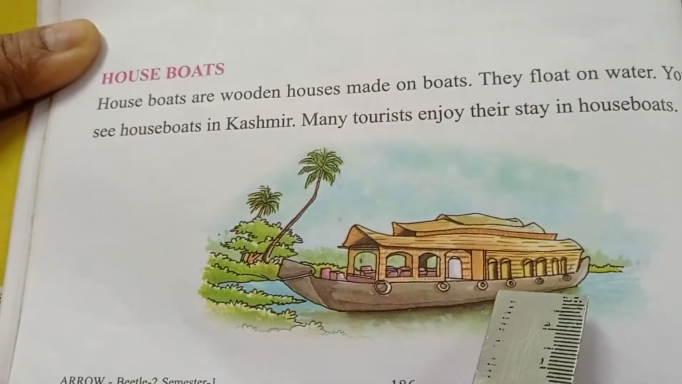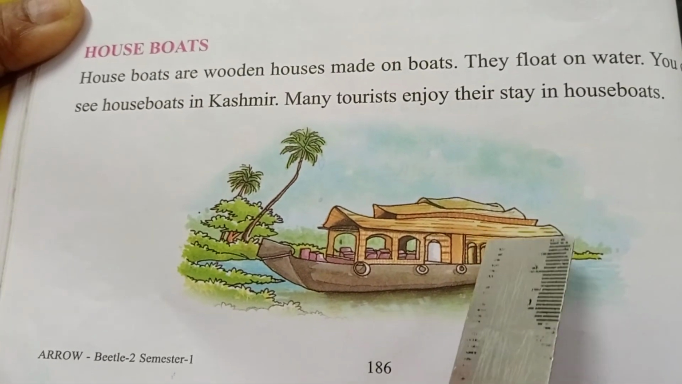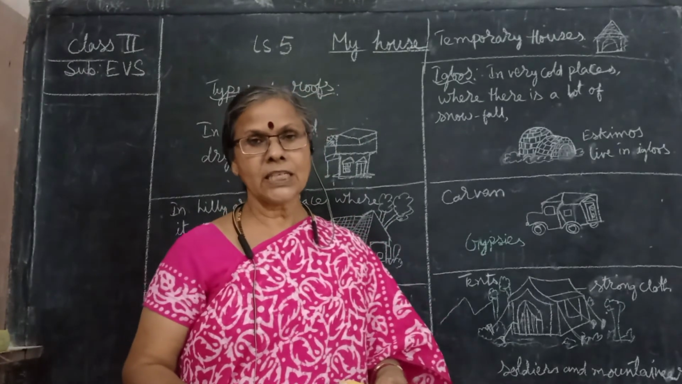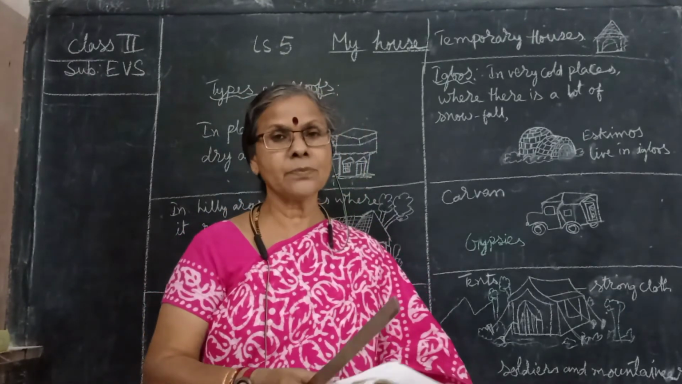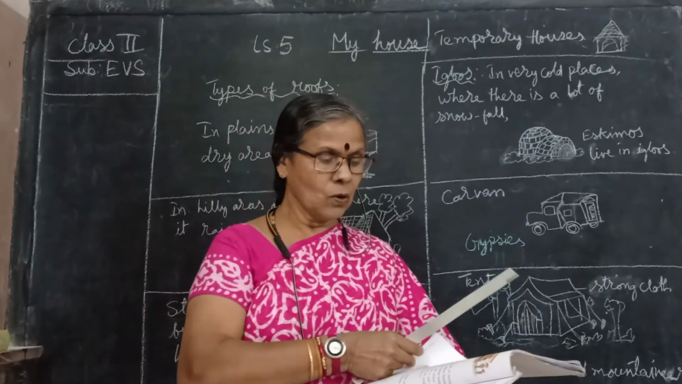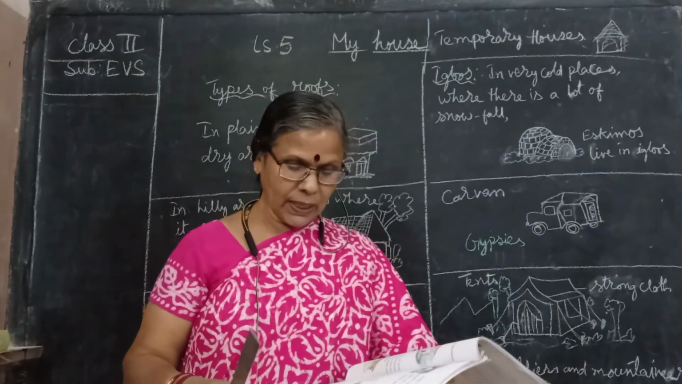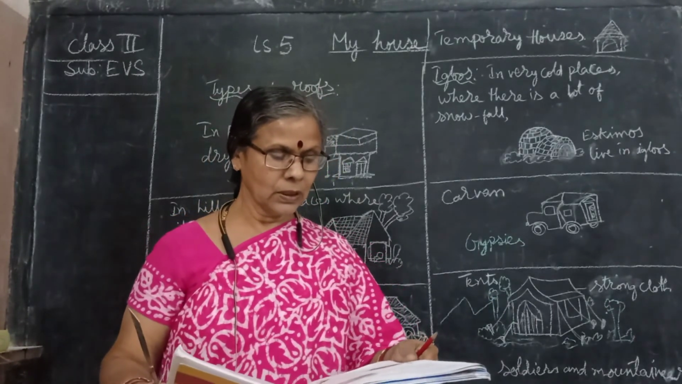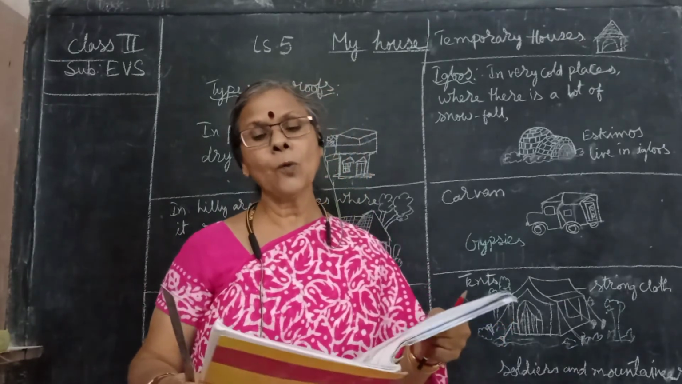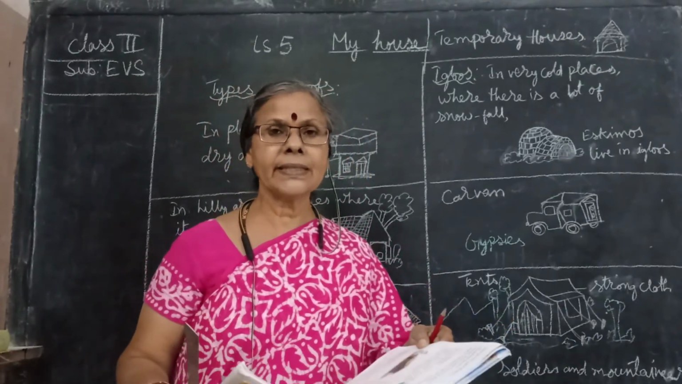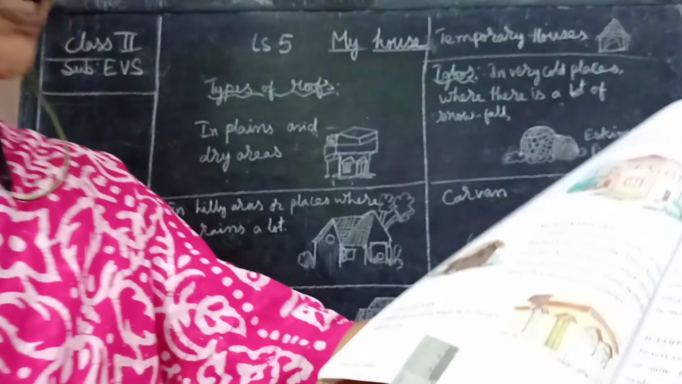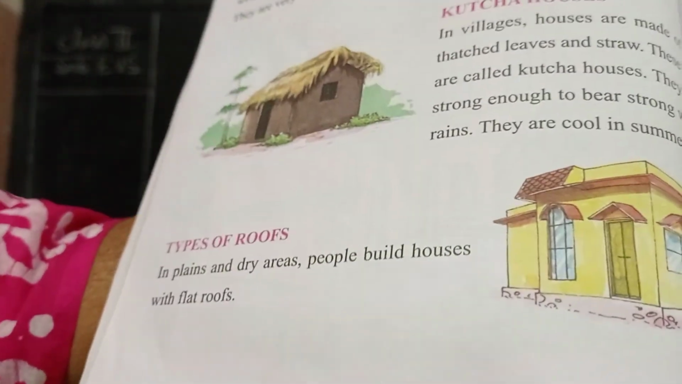These houses are made up of wood, which can float on water. Mostly this type of houses you will find in Kashmir, in the lakes. Okay. Now page number 184. Types of roofs. You can open your textbook and read this. Page number 184, lesson number 5.